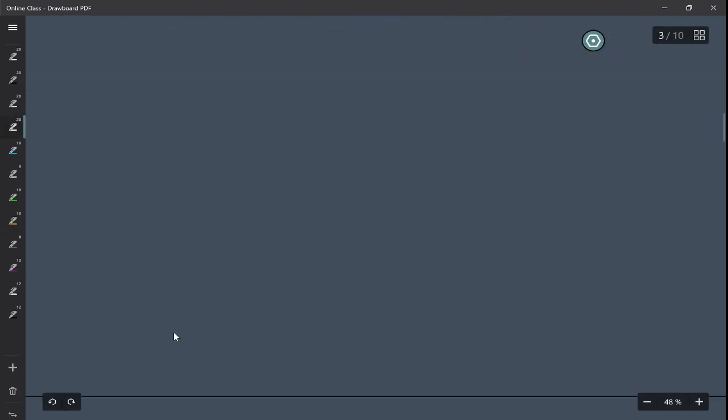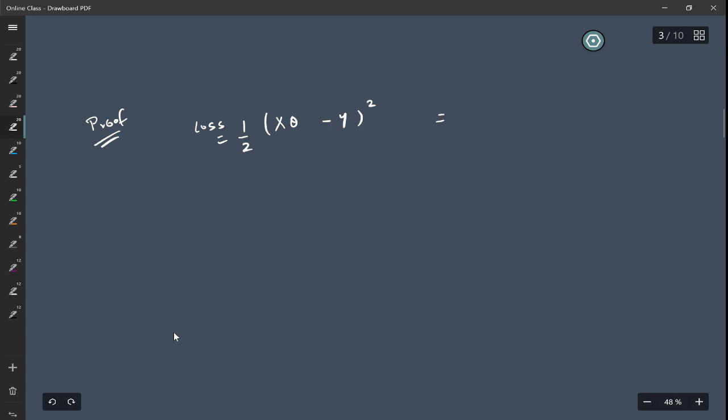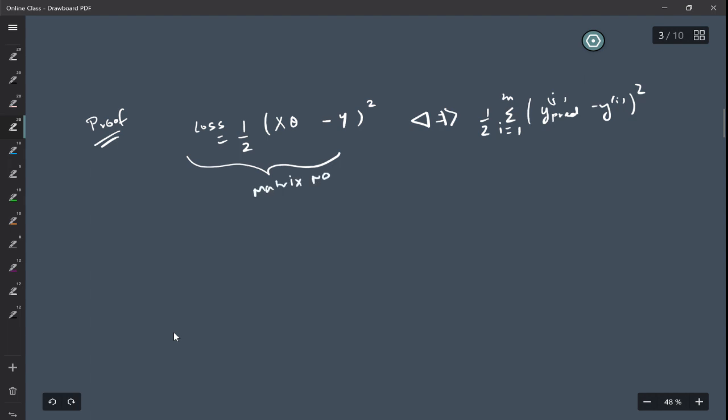So let us first write the loss function. The loss function can be written as x theta minus y, and the square of this term. So this loss function is the same as writing the summation, i goes from 1 to m, of y predicted i minus yi, squared. So these two are equivalent. This is called the matrix notation of the loss, right? So this is the loss in the form of matrix notation.